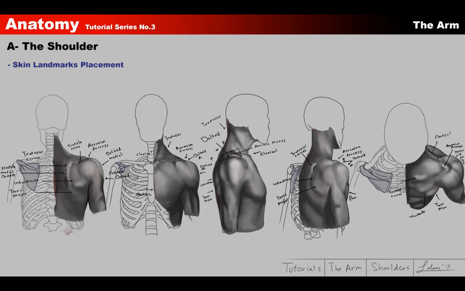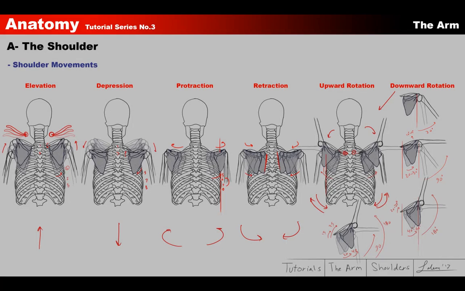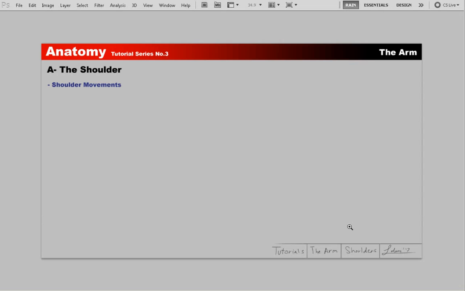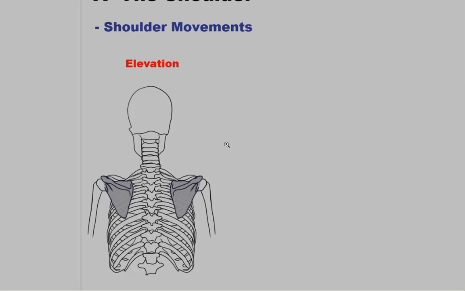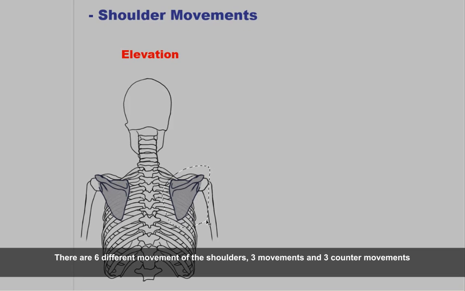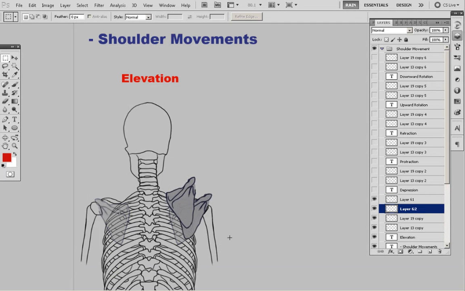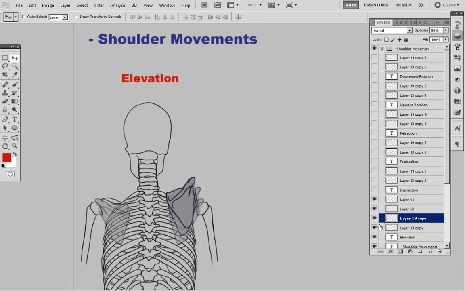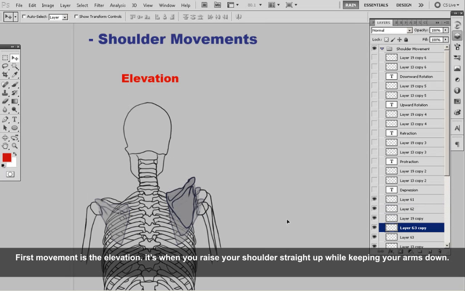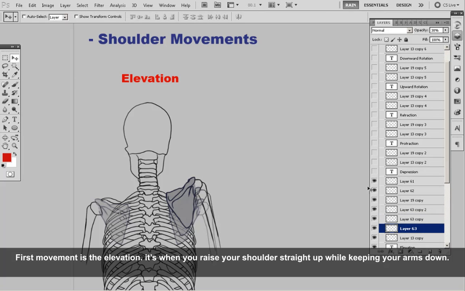Okay, in the next chapter we're going to talk about the movement of the scapula. There are three different movements with three counter movements to them. For example, we can raise the shoulder up and we can lower it down. So the first movement is the elevation. It's when you raise your shoulder up but keeping your arm down. Now this action will move the scapula upward with a slight rotation anti-clockwise upward.